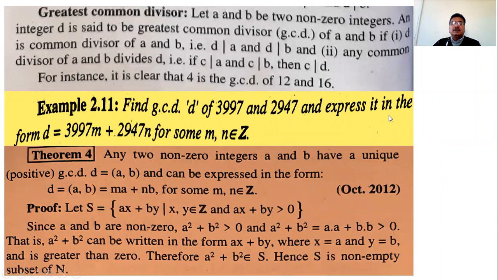One more theorem on the greatest common divisor. So what is the theorem? Any two non-zero integers a and b have a unique greatest common divisor, and that is denoted by, suppose, d, in round brackets, (a, b).